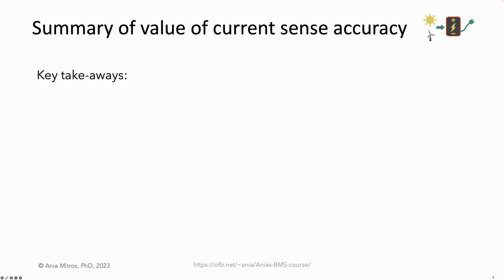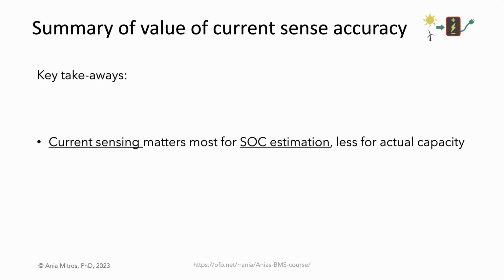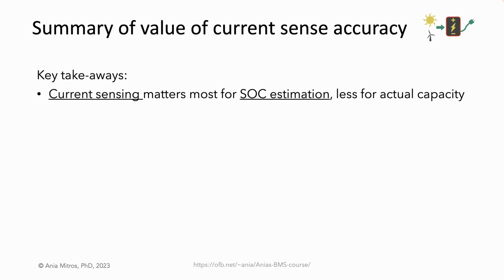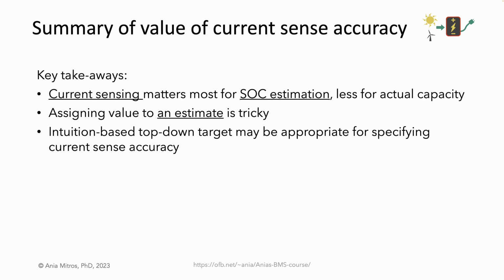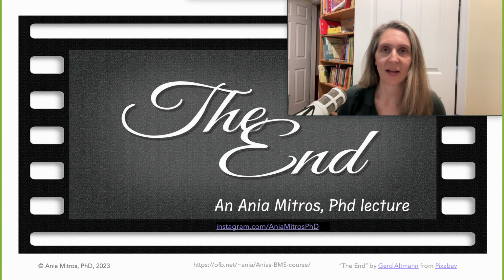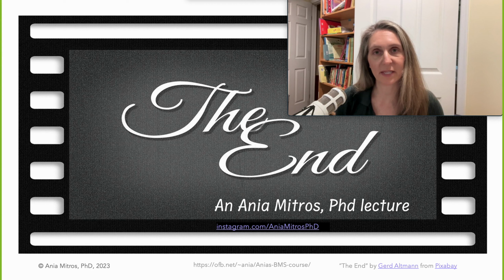The key takeaways in this section are that current sensing matters most for SOC estimation, less than for actual capacity. Assigning value to an estimate is tricky, and so an intuition-based top-down target may be appropriate for specifying current sensor accuracy. This completes the lecture on the value of accuracy in my Battery Management Systems course.